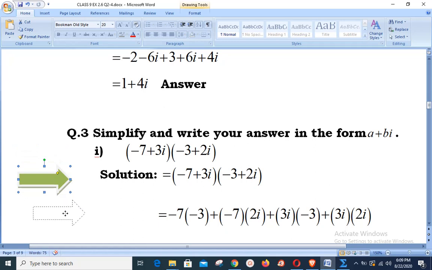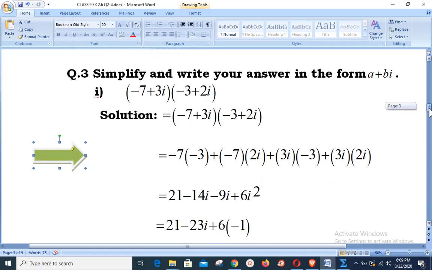Next, the multiplication pattern. See, it is very easy and interesting. Minus 7 multiplied with the first element of the next bracket, that is minus 3. Then the same minus 7 multiplied with the second element. When this is completed, now use the second element, that is plus 3 iota, multiplied with the first element of the next bracket. We will be having 3 iota into minus 3, then again plus 3 iota multiplied with 2 iota. So this will be the step as I have explained.